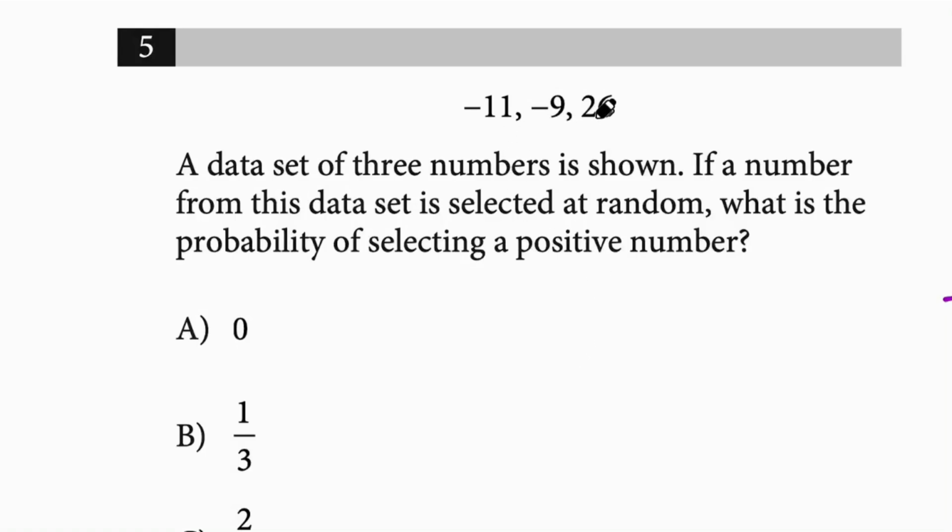Question number 5. -11, -9, 26. Okay, 3 observations are given. A data set of 3 numbers is shown. If a number from this data is selected at random, what is the probability of selecting a positive number? Whenever you see a probability question, just try to think in terms of chances. Out of these 3 numbers, the positive number is only 1. If you pick one number, it can be this or this or this. So total chances are 3, and because the positive number is 1, it is 1 over 3.